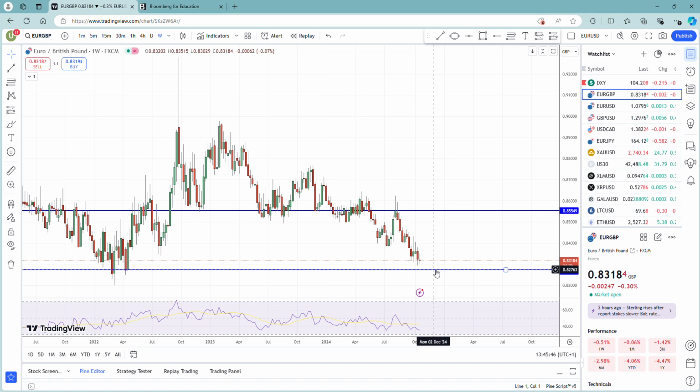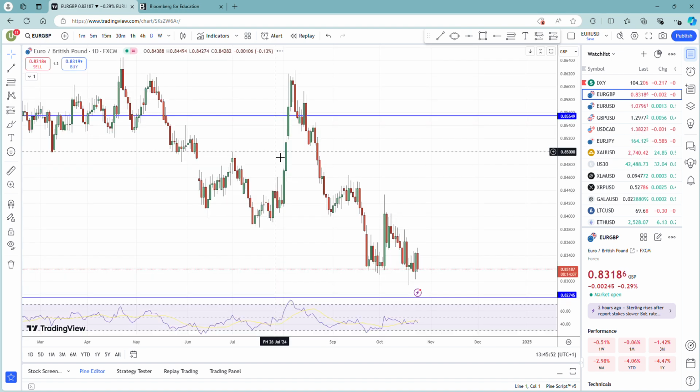Once you've done that, trap the price between your two levels. You want to go into the daily time frame, and you want to repeat the process again, making sure you mark your support and resistance levels on a daily time frame. This is where you look at your high highs and high lows.